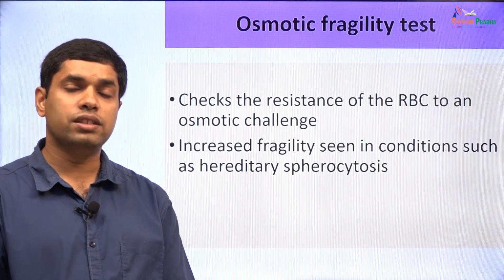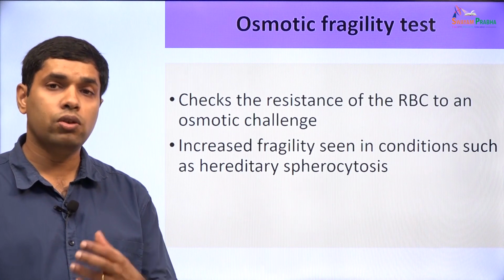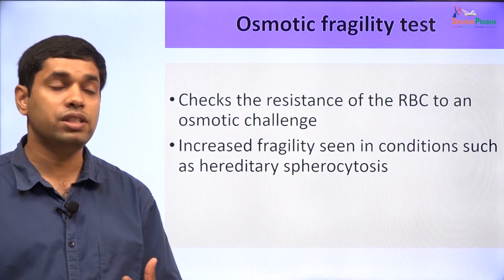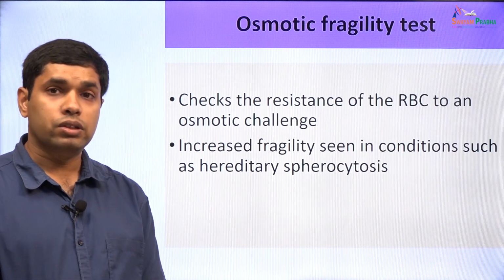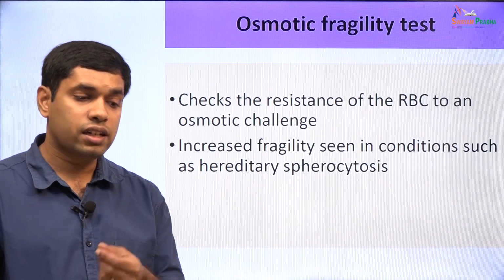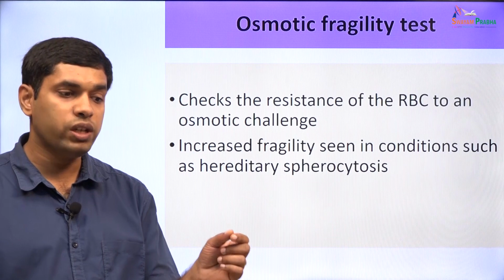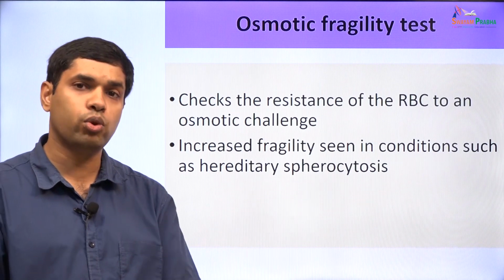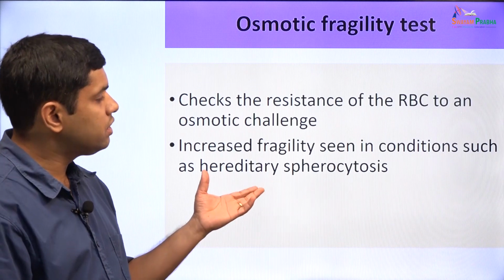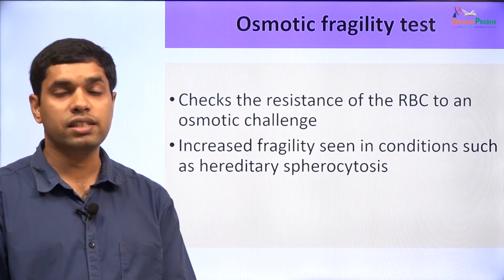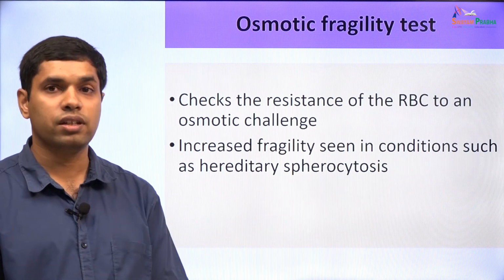Another test that is done is the osmotic fragility test, where we look at the ability of an RBC to resist an osmotic challenge. That is done by taking an RBC and putting it into solutions of varying osmolarity and seeing at which hypoosmolar solution there is lysis of the RBC. This fragility is increased in conditions such as hereditary spherocytosis and is a test that is used to diagnose this condition.